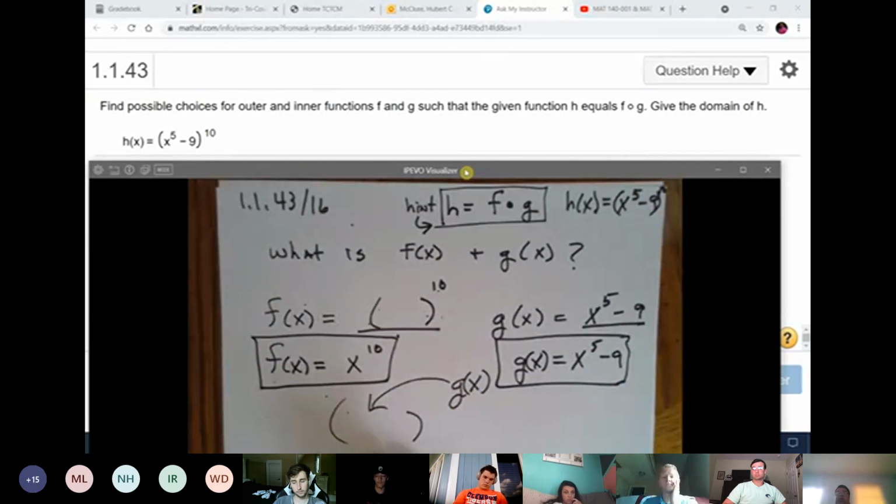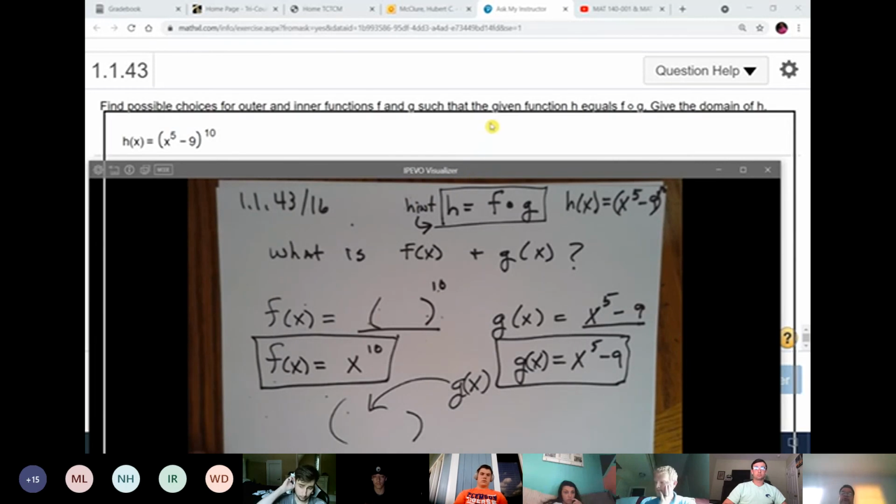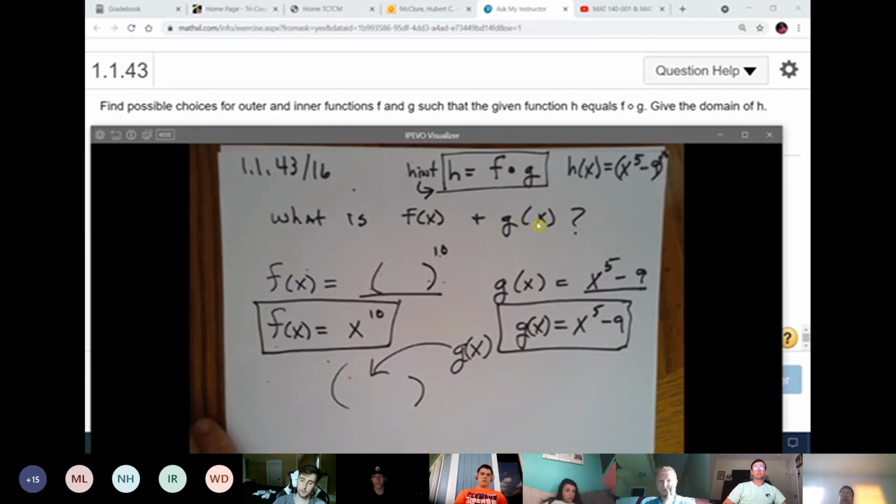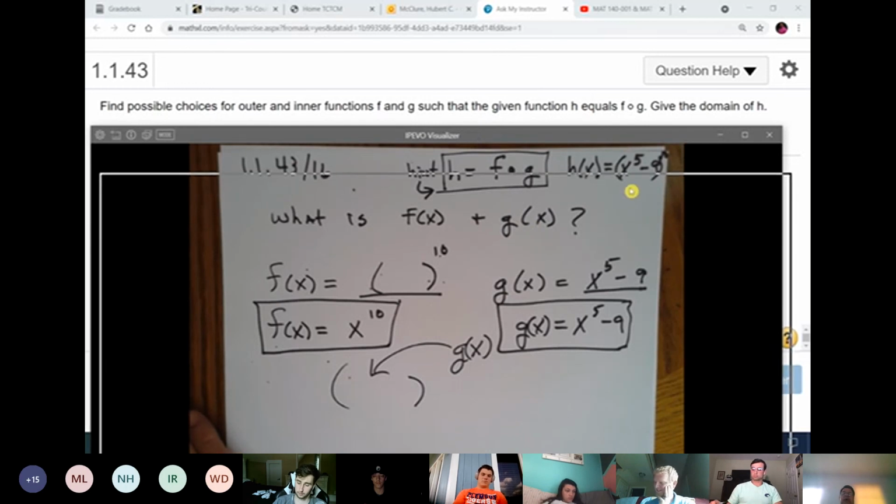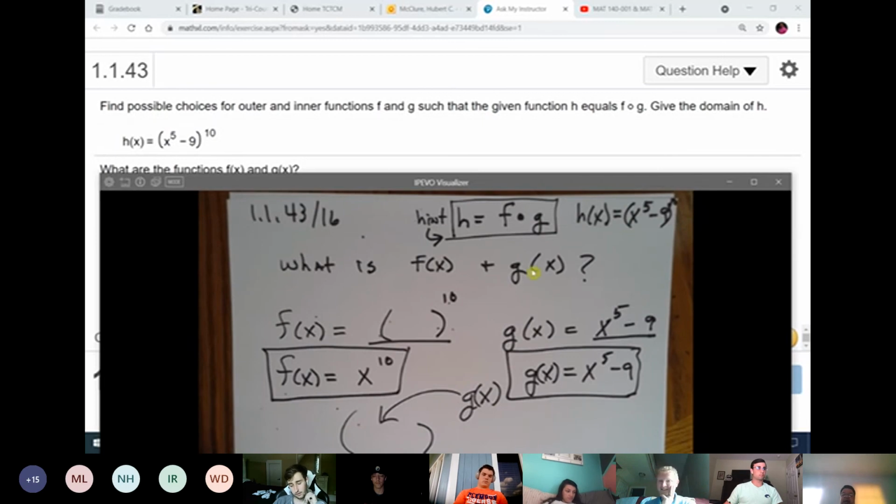The only reason I don't like this problem is that the problem is easier than what they start it out to be. You see what I'm saying? If you just look at these directions, some of you may be like, I don't know what the heck they're asking for. But if you actually think about what they're asking, what is f of x and what is g of x?